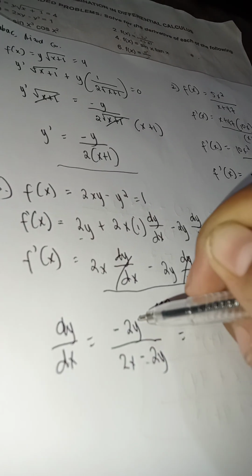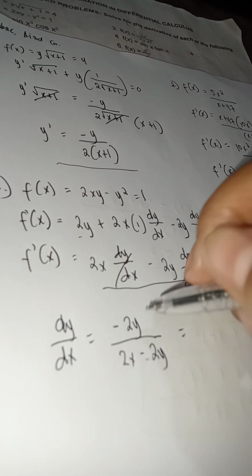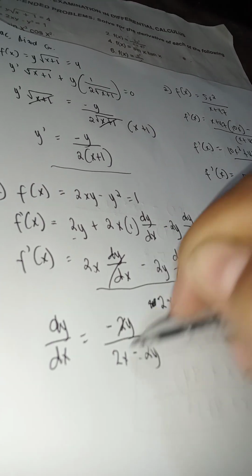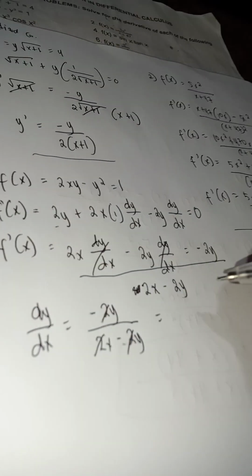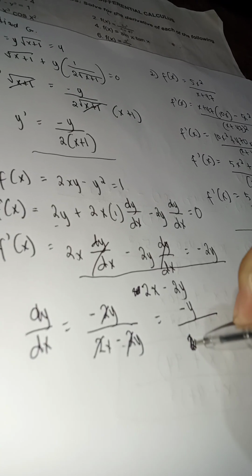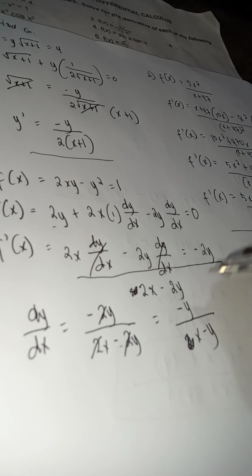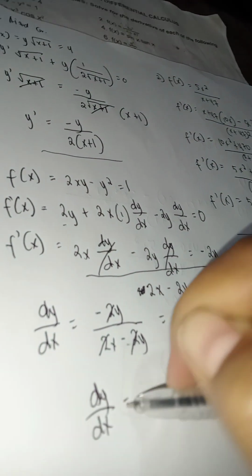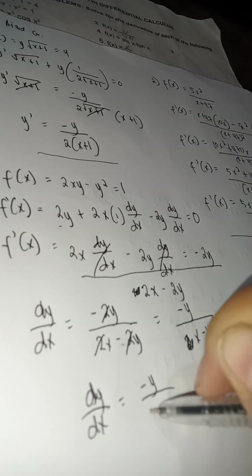Since they are all multiples of 2, we are going to cancel it out by dividing both sides by 2. So our final answer is dy over dx equal to negative y over x minus y.